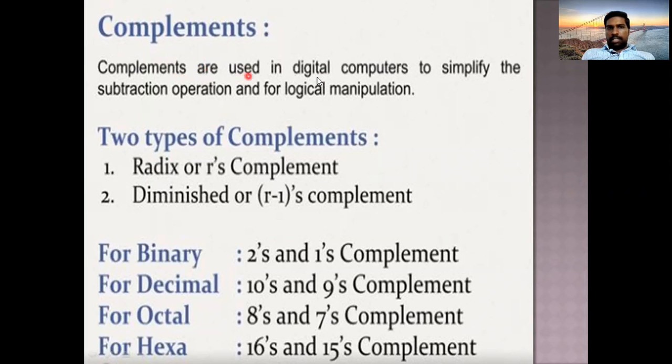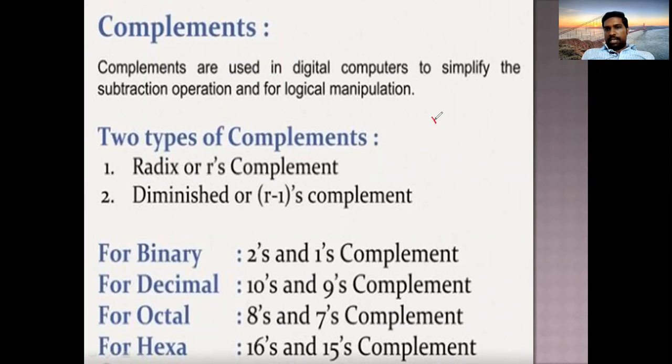What is a complement? The complements are used in the digital computers in order to simplify the subtraction operation and for logical manipulation. So we can say that complements are used in digital computers for simplifying the subtraction operation. Generally, what is a complement in the sense?